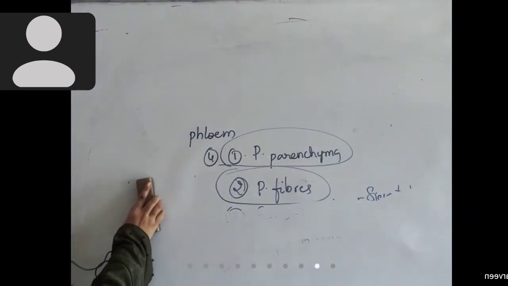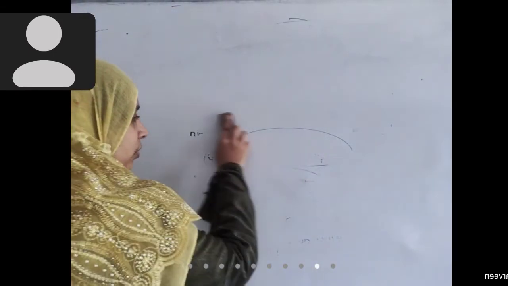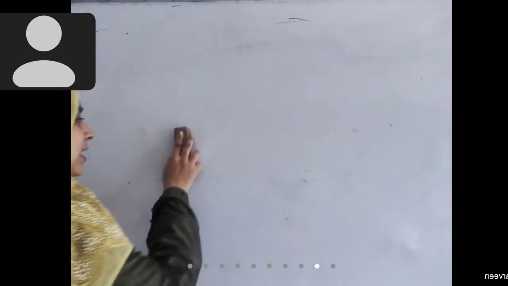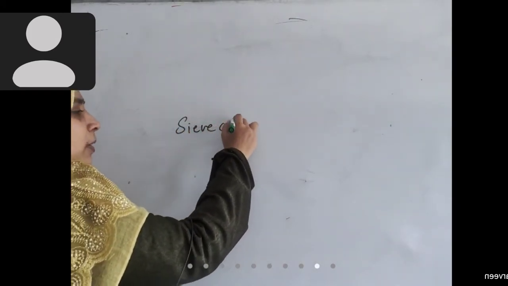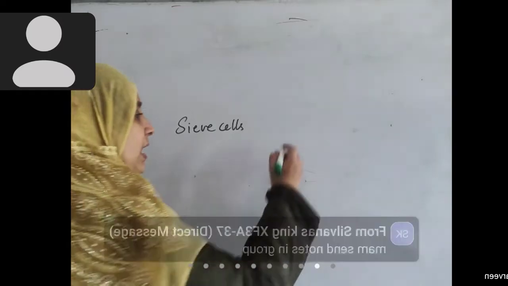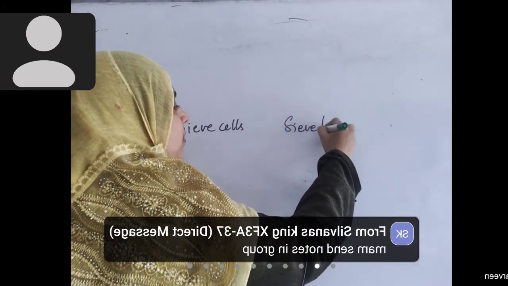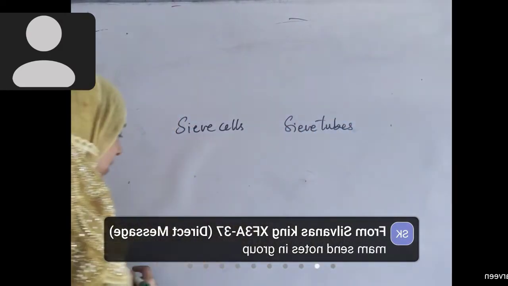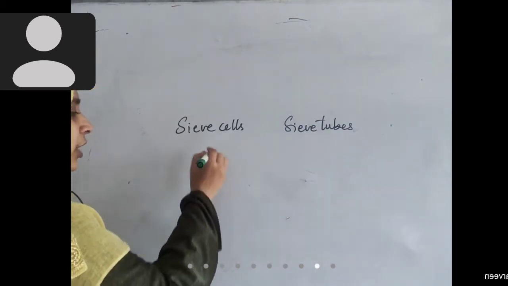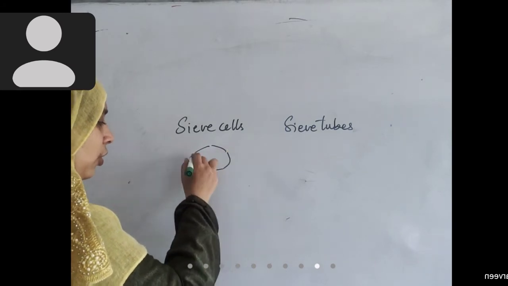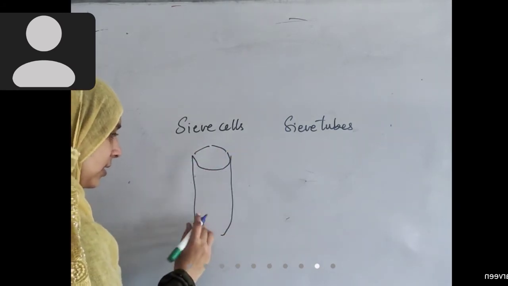As already discussed, in case of xylem, tracheids are present in primitive plants and vessels are present in well-developed plants. Same like that, sieve elements also. Sieve cells are present in old primitive plants, and sieve tubes are present in developed plants. Sieve cells are polygonal. Okay, they are polygonal on the top. Their structure is like this.